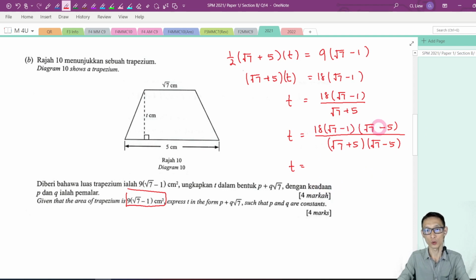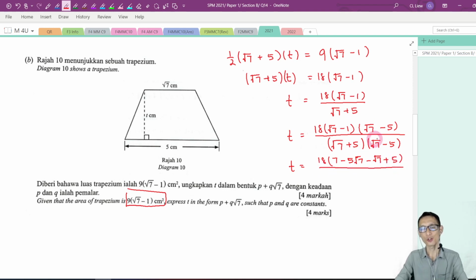Okay, so I'm going to do some expansion here. I just copy 18. So square root 7 times square root of 7, you will get 7. So this times this, you will get negative 5 times square root of 7. Negative 1 times this, you will get negative square root of 7. Negative, negative, you get positive 5.